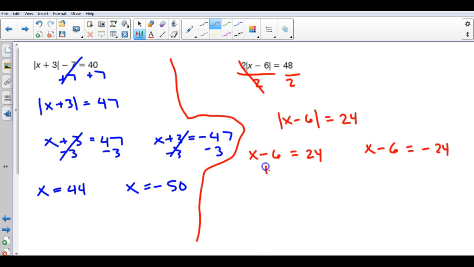And what I'm going to do is add 6 to both sides. So I know that x is going to equal 30. And then my other answer, I'm still going to be adding 6 to this. Just be very careful with your signs. Negative 24 plus 6 is negative 18.